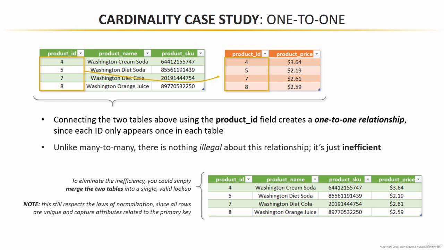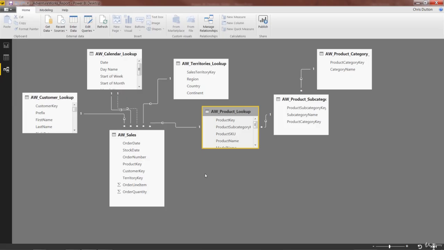So there's your cardinality crash course. Now let's jump back to Power BI and make sure that our relationships follow a one-to-many cardinality. So back in our relationships view, what we're looking for here is that the lookup table side of each relationship shows a 1 and the data table side shows an asterisk. One instance of the primary key in the lookup table, many instances of the foreign key in the data table.